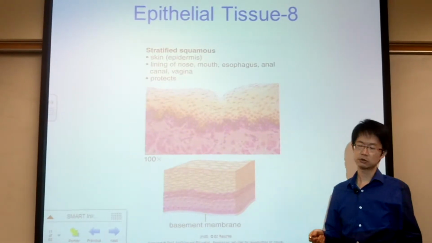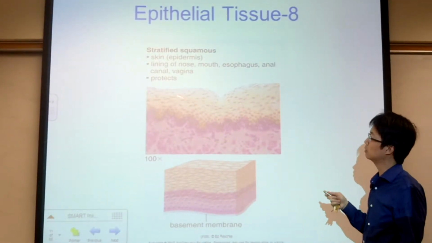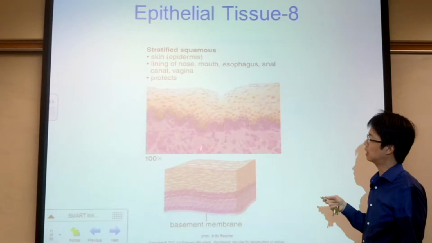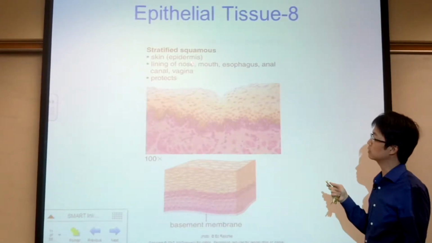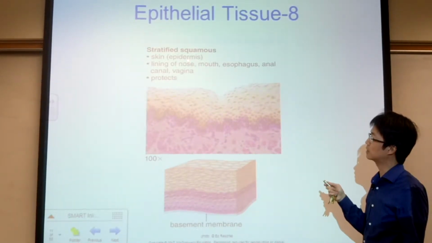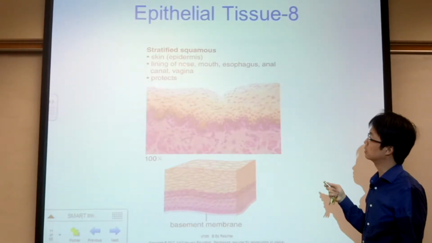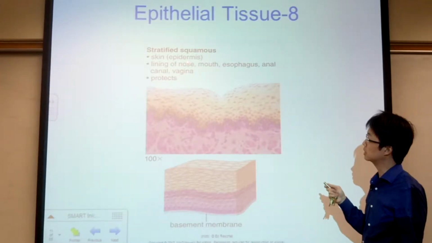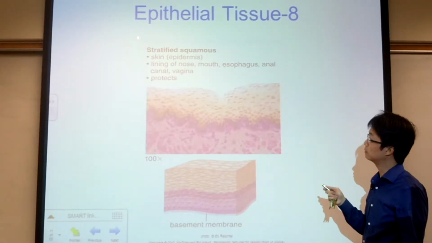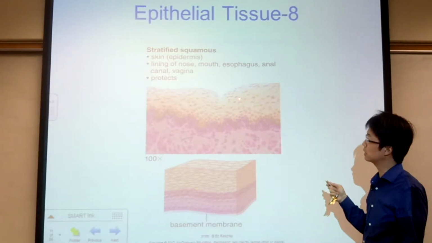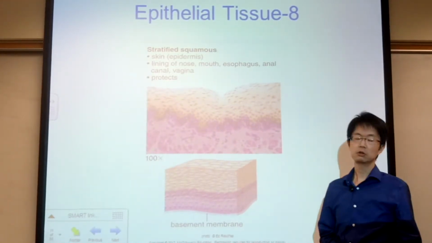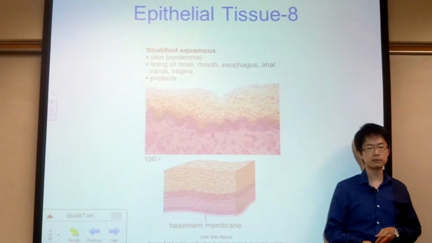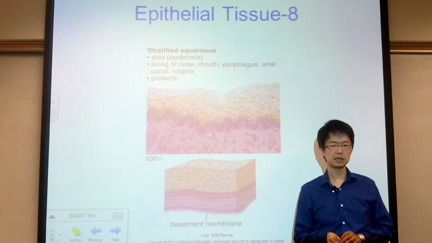Stratified squamous means that they are multiple thin flattened cells. Multiple flattened cells you can find in the skin epidermis. You can find it in the nose, mouth, esophagus, anus, and vagina. But the one that I would say is the easiest to memorize is the skin. When you take anatomy, you learn the details of the skin anatomy.